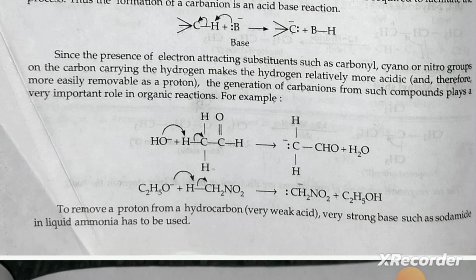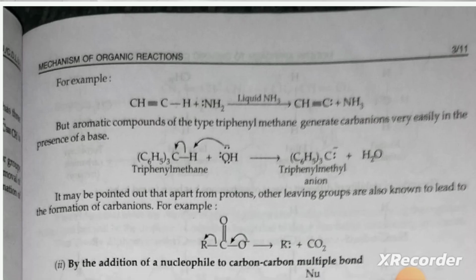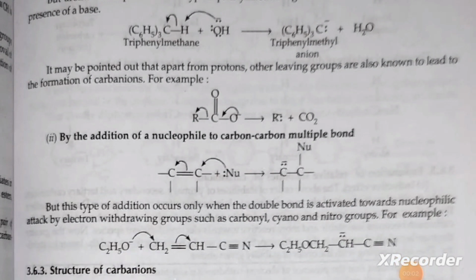To remove a proton from a hydrocarbon, a very weak acid, a very strong base such as sodamide in liquid ammonia has to be used. For example, CH≡CH plus NH2⁻ in the presence of liquid ammonia gives rise to CH≡C⁻ plus NH3. But aromatic compounds of the type triphenyl methane generate carbanion very easily in the presence of a base. Triphenyl methane plus OH⁻ gives rise to triphenyl methyl anion plus H2O. It may be pointed out that apart from proton, other leaving groups are also known to lead to the formation of carbanion. For example, RCOO⁻ gives rise to R⁻ plus CO2.